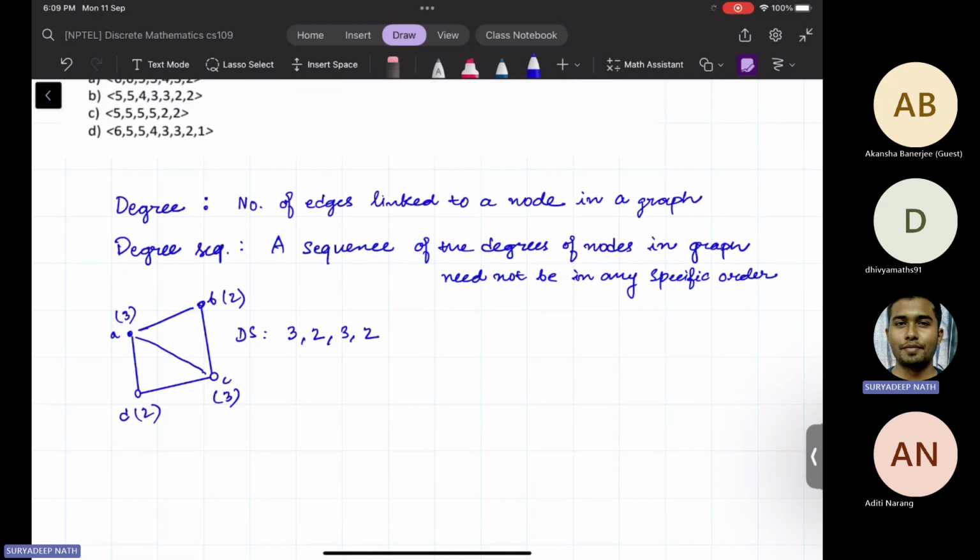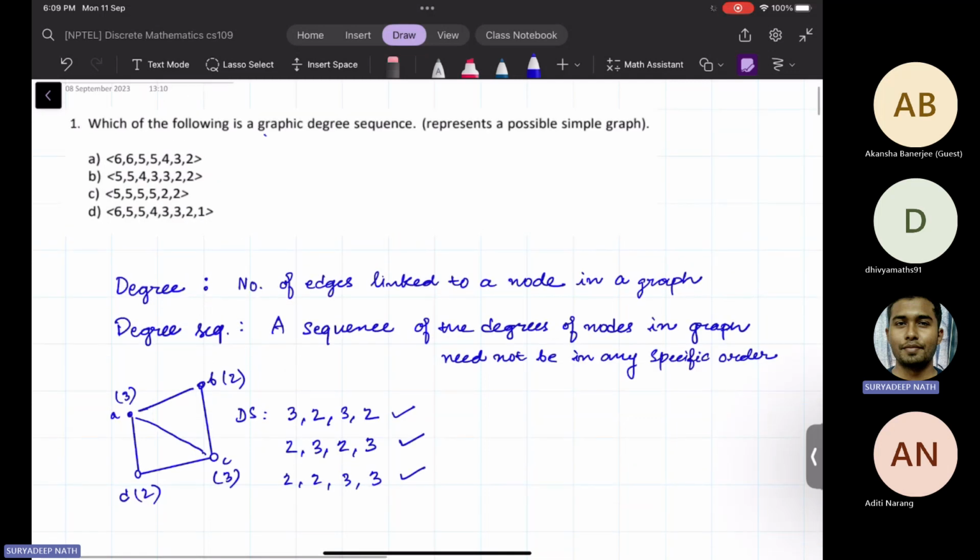So this could be a degree sequence. Also you can start at B and write 2 3 2 3. This is also right. Or you can simply write 2 2 3 3. This is also right. So basically it's just a list of the degrees of the nodes. Now coming to the question: what is a graphic degree sequence?